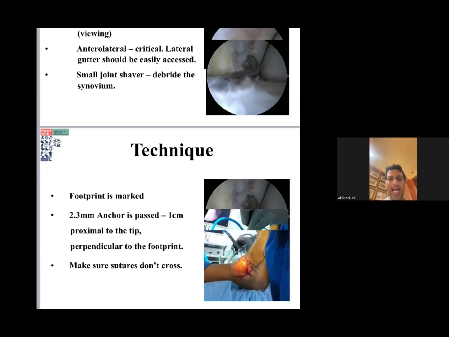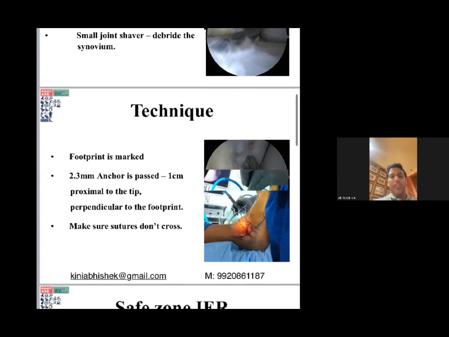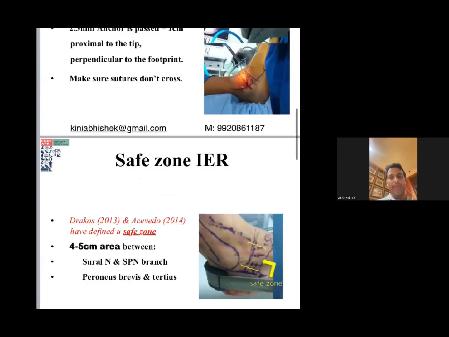But I think the last slide is where you can see the trajectory that we are going perpendicular to the footprint, and make sure that the sutures don't cross. It's just like a shoulder Bankart, where you make sure that the suture management is done crisply. So what is the safe zone in this? If you look at the picture, there is a dotted line which marks the superficial peroneal nerve, and the distal end of the fibula where the peroneal tendons are crossing. In between these two lines is the safe zone.